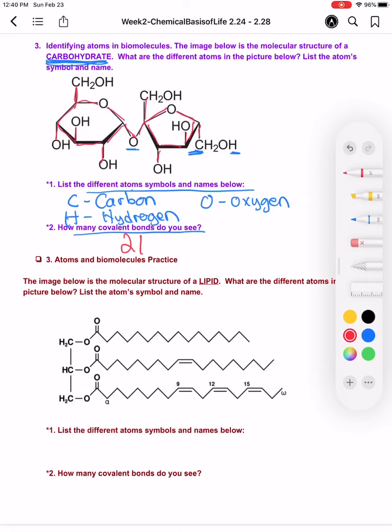And I know that sometimes this looks a little darker. This is just how they draw the molecules. It's still just representing 1 covalent bond, so don't worry about that.